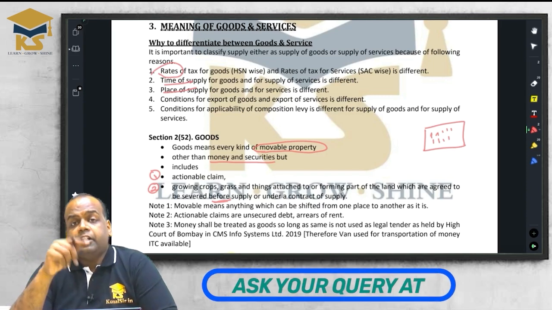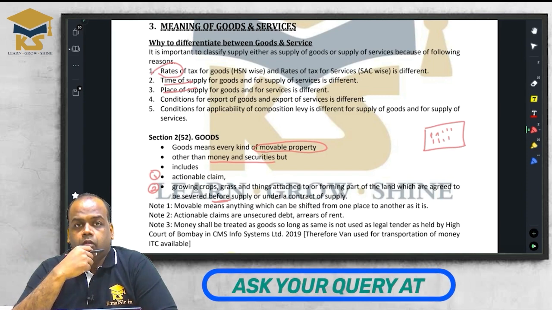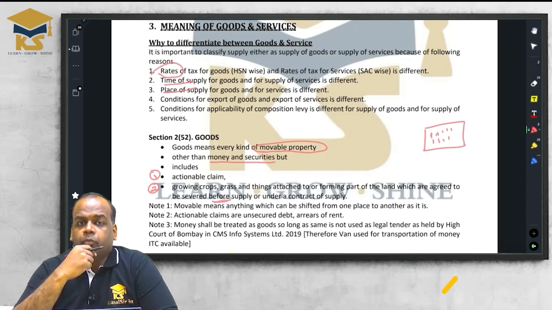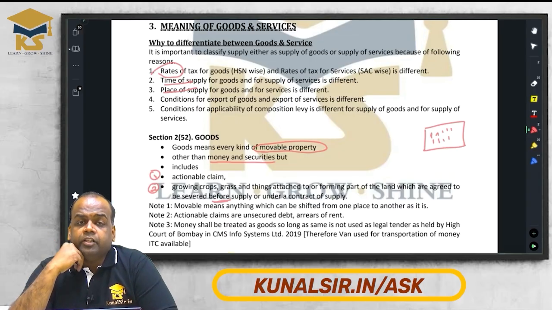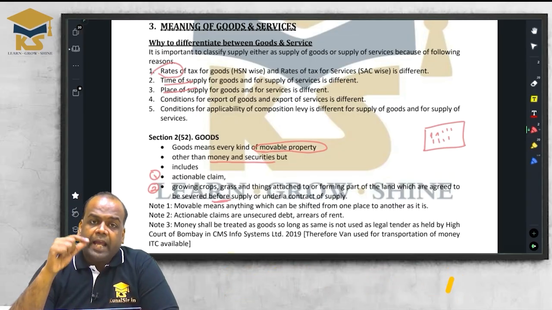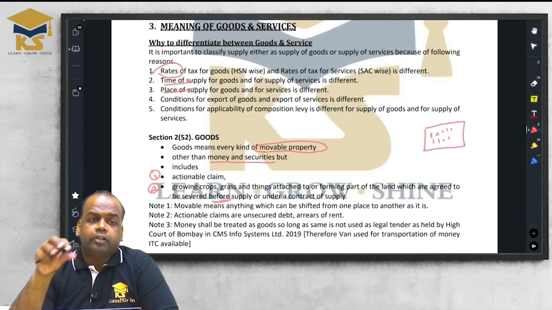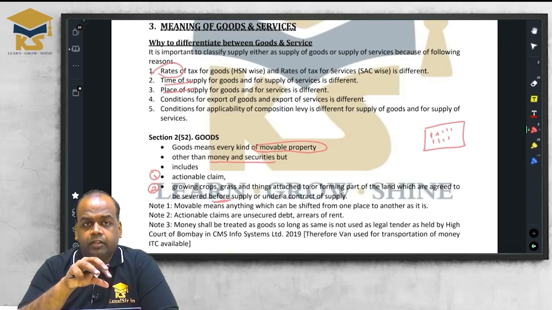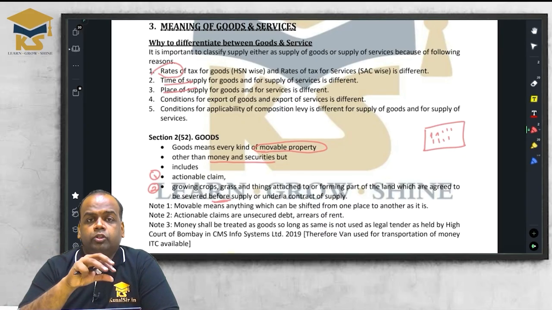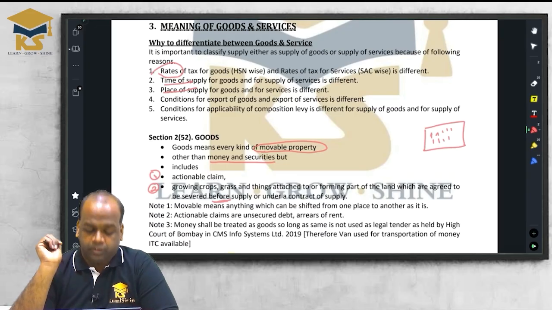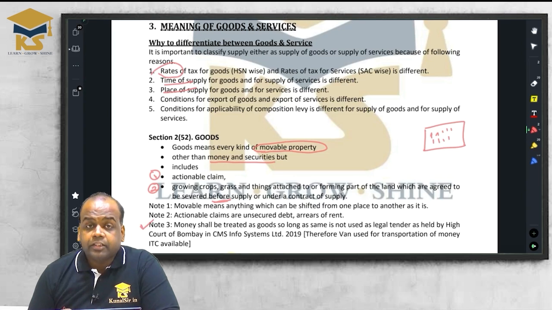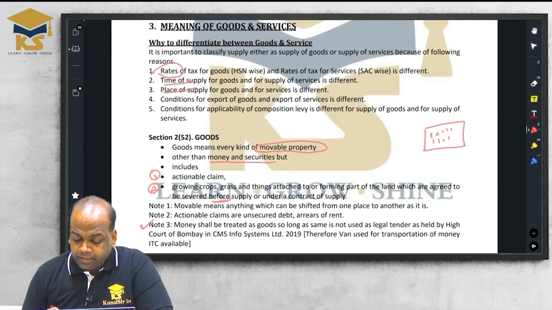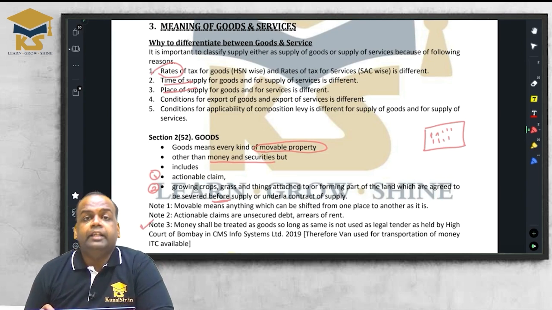Whether money can be treated as goods or not, the question appeared before the Bombay High Court. There are so many companies which provide cash management services. As long as the money is being transferred from one place to another as goods, and is not being used as a transaction, like what is given in note number 3 here, money shall be treated as goods as long as it is not used as legal tender.